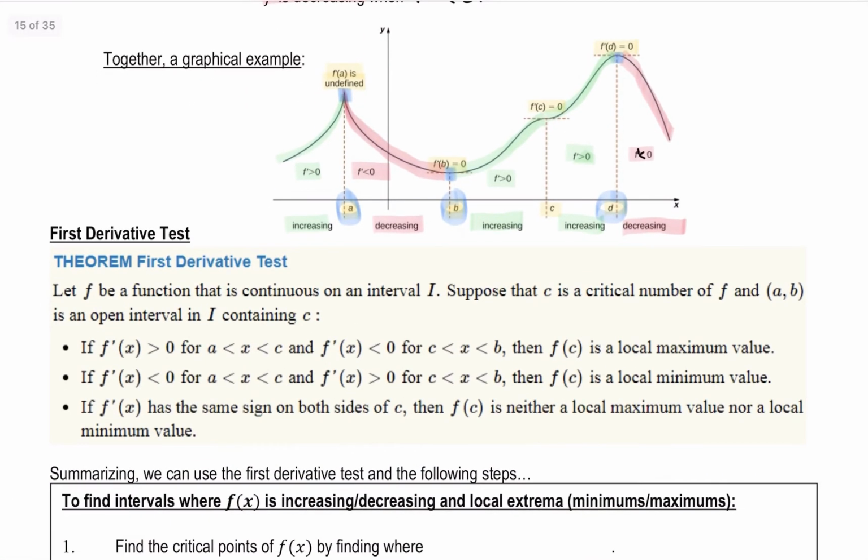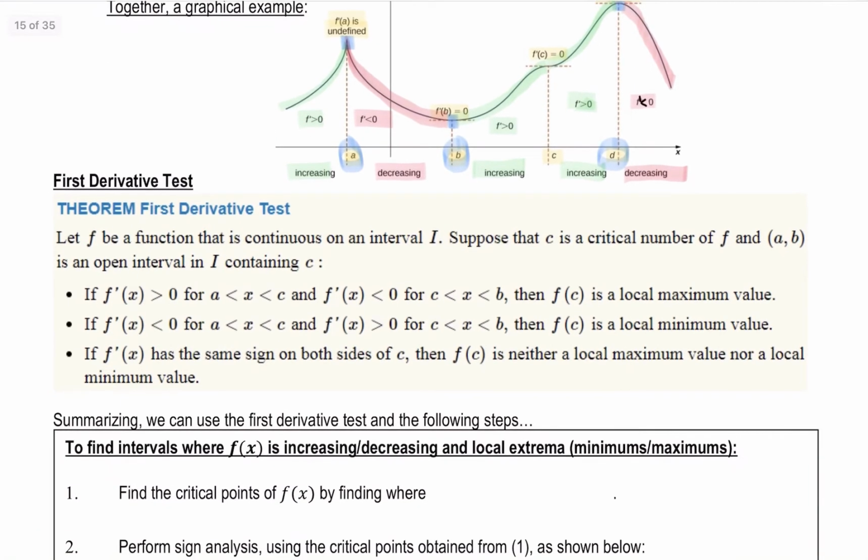So the theorem is formally stated there in that box. It's directly from your book. Let's move down. We're going to summarize it in our own steps here. First, we're going to find those critical points. That's exactly what's highlighted in yellow up above. All of those critical points are locations where f prime is equal to 0 or where f prime does not exist.